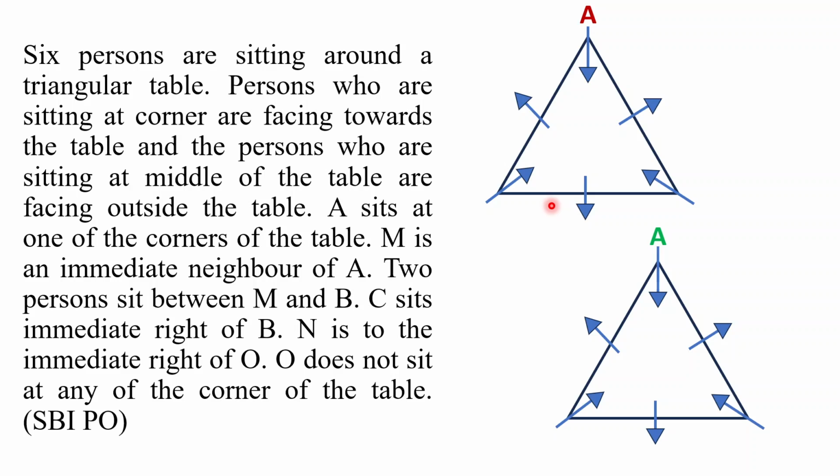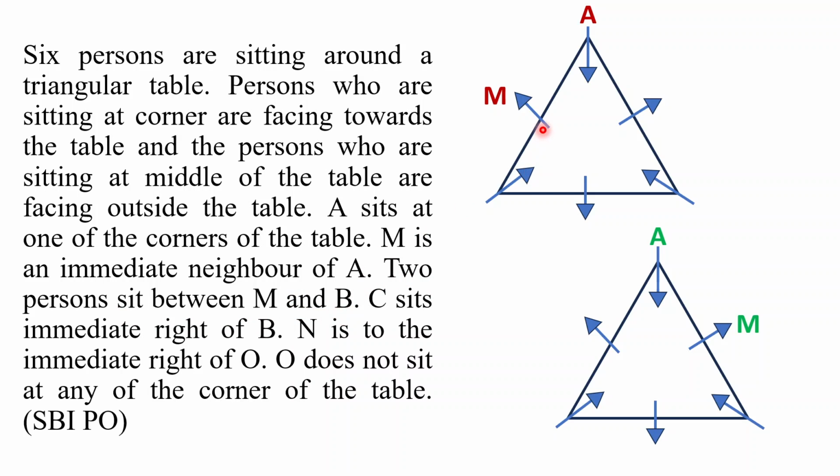Okay. So considering case number 1, A is facing towards the table. So this side will be the right side of A, and we are going to place M to the right of A in case number 1. Okay, in case number 2, we will place M to the left side of A, because we don't know whether M is to the left of A or to the right of A. Next, it is given two persons sit between M and B.